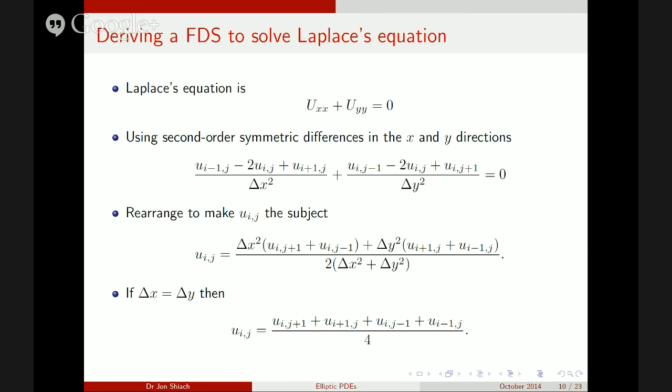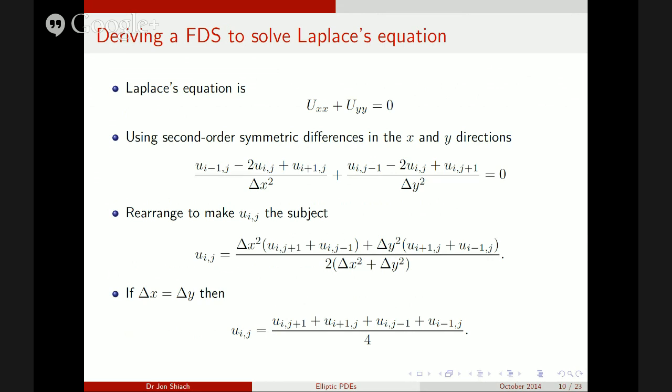It can also be applied to any other elliptic, and also some other parabolic and hyperbolic equations. So this is just a general method. I've got two second-order derivatives, so if you look at the toolkit, I have to approximate those double derivatives. I'm going to use second-order symmetric differences.